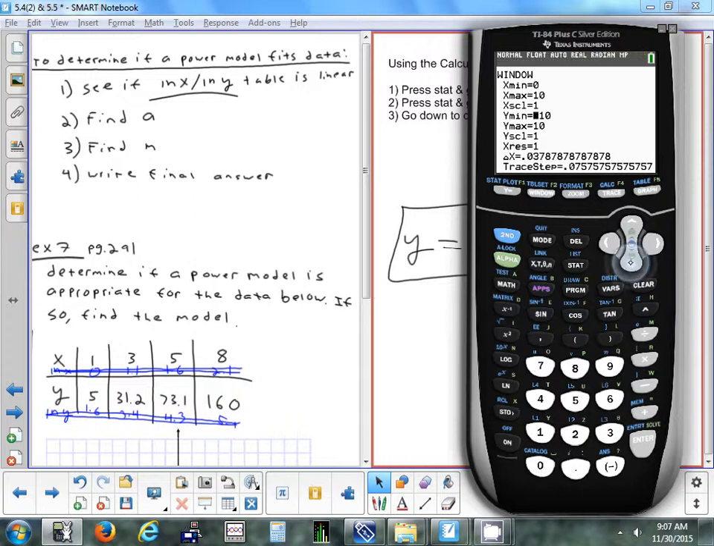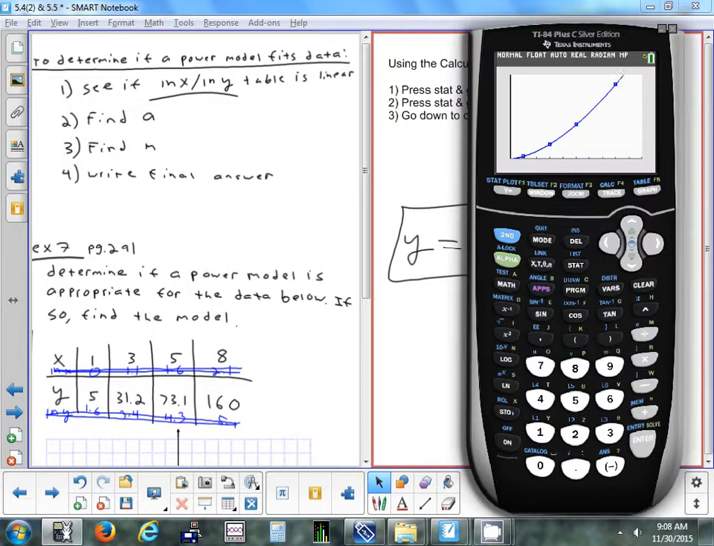How about y min? 0 is probably good. And y max? Yeah, 180, 200, anywhere around there is fine. Okay, so now if I hit graph, there's my points. And there's the equation of the line we just found. And as you can see, it goes right through the points perfectly.